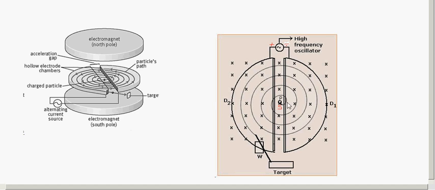This was the initial path. Now the radius has increased, and again it further increases. So repeatedly it keeps on happening. You keep on changing the polarity. That is why we have used a high frequency oscillator or alternating source which will change the polarity. So this process repeats itself again and again, and every time it enters the electric field, it gets accelerated, and due to this acceleration, the velocity increases and the particle starts gaining high energies.